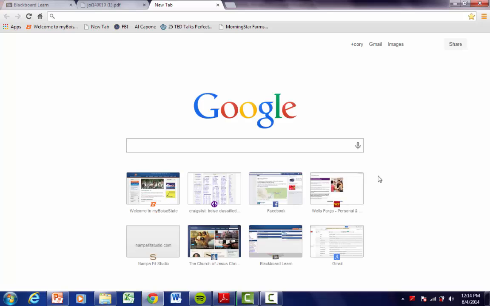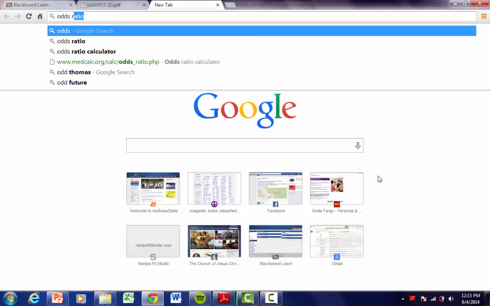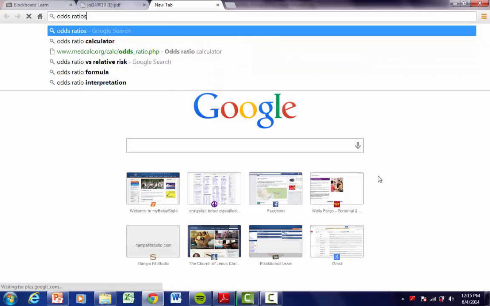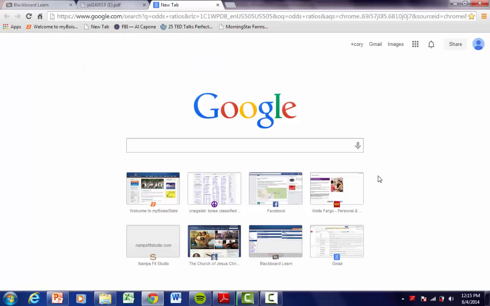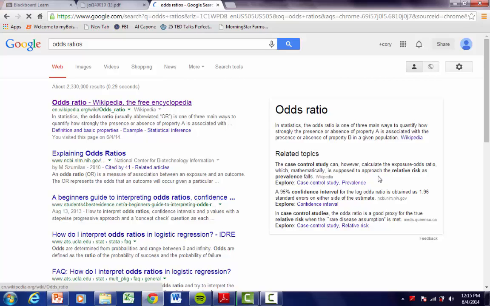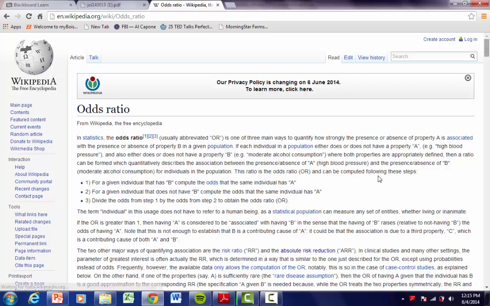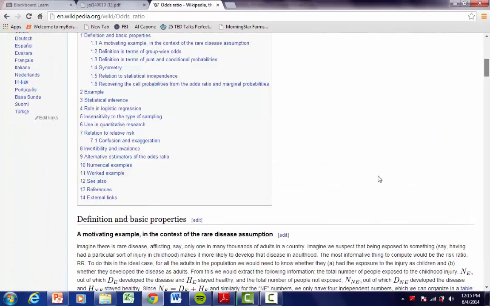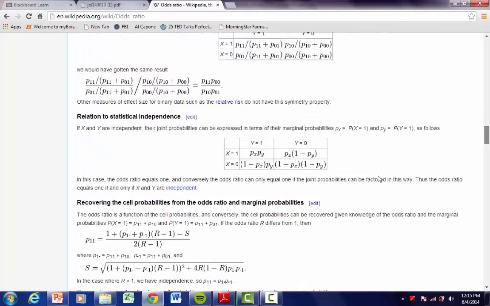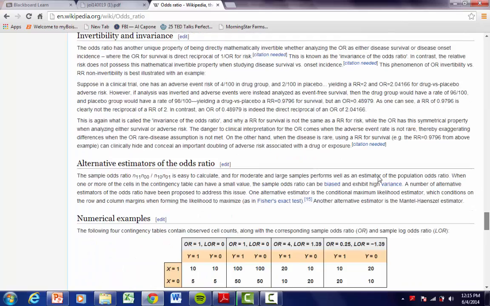Let's say I don't remember hazard ratios or odds ratios or risk reduction. I'm going to put in odds ratios. And lo and behold, the first thing that will come up is a Wikipedia reference. And this has become my best friend when I get confused on these topics, because it does happen. Okay, I could spend time reading all this, but here's what I like, because the math is what helps me make sense of the data.